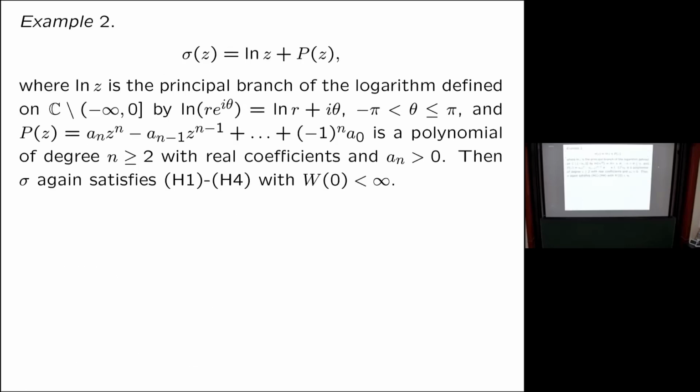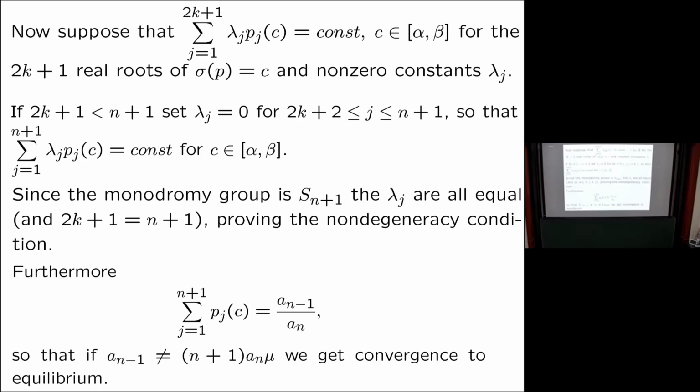But furthermore, we know that the sum of the roots is equal to minus a n minus 1 over a n, because of Newton's formula for the roots. And so you find that if a n minus 1 over a n is not equal to n plus 1 times mu, that means that there's just one possible value of mu which you have to avoid, but provided you avoid that one value, you get convergence to an equilibrium for this particular signal.